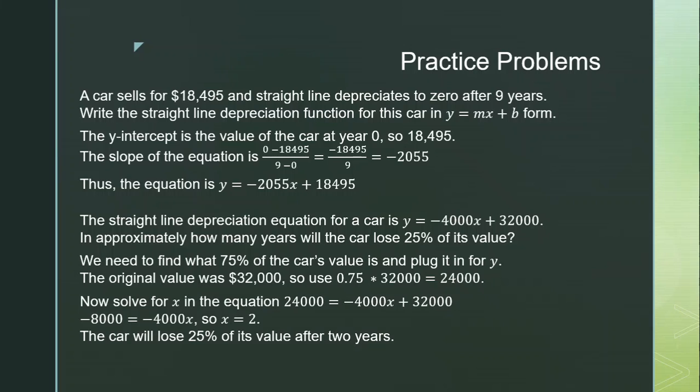Okay, so 24,000 equals negative 4,000x plus 32,000. And we need to solve for x, because x is the number of years. So if you subtract 32,000 from both sides, you get negative 8,000 equals negative 4,000x. And then if you divide both sides by negative 4,000, you get x equals 2. So that means that after 2 years, this car will have lost 25% of its value.